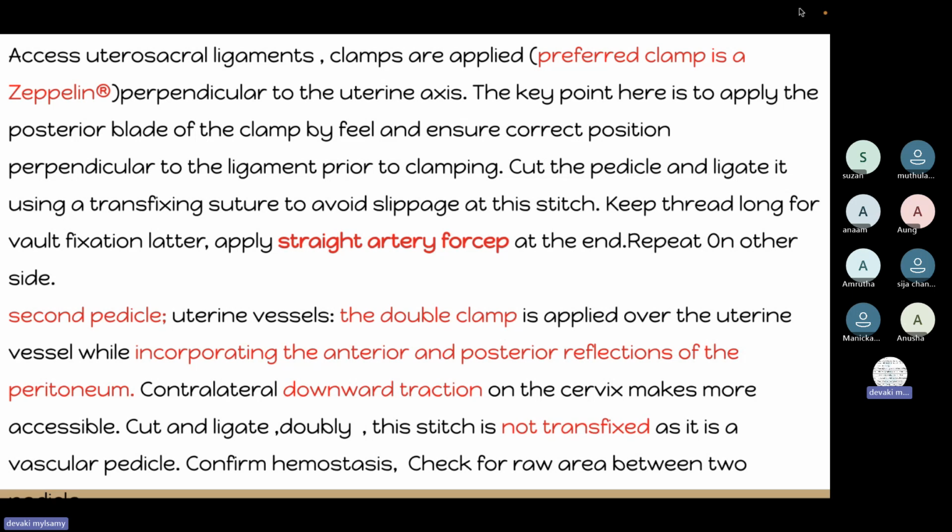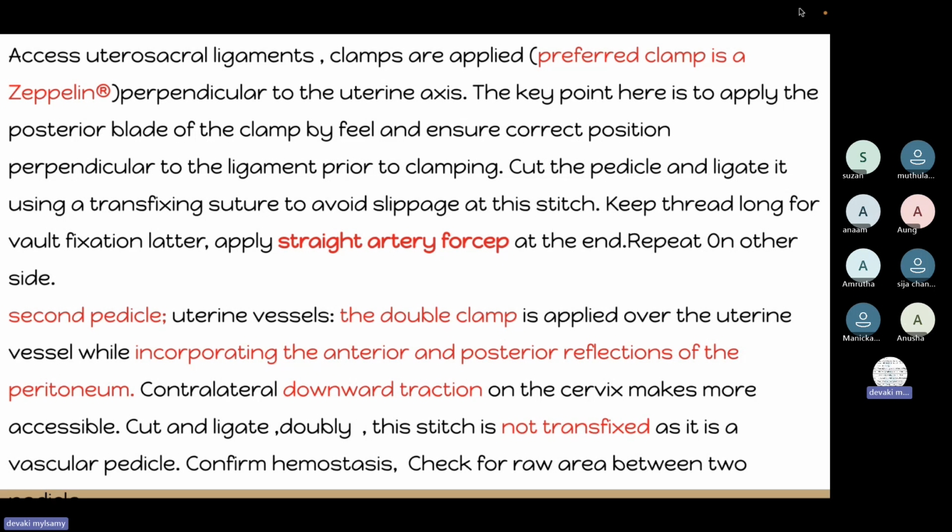Okay. Cut, ligate. It is not going to be transfixed here. So not transfixing this vessel, because there is a chance of injuring a blood vessel and causing hematoma. So you are not going to transfix. This is again a patient safety point.